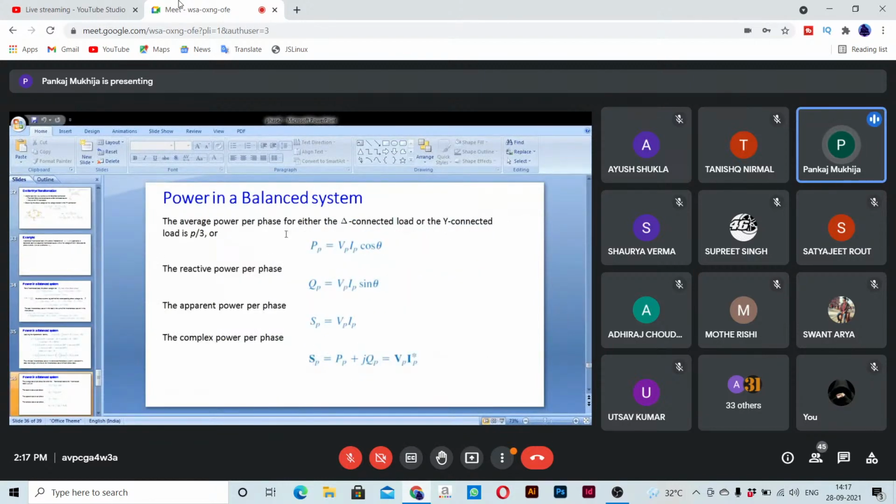So the average per phase, for either delta connected load, because we have not talked about delta or star connected, we just found the general relation. So that will be simply P by 3 or PP equal to VP per phase. P here means average power per phase. So it will be VP IP cos theta. We divide it by a factor of 3.